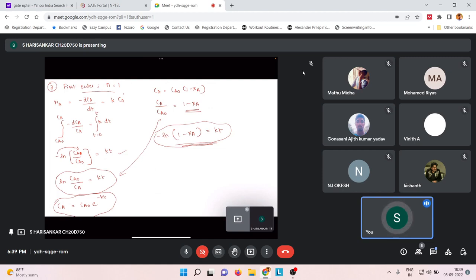And we can even apply this here in this equation as well. So Ca by Ca0 will be e raised to minus kt, and that will be 1 minus Xa is equal to e raised to minus kt, or Xa is equal to 1 minus e raised to minus kt. So you can do a lot of these mathematical manipulations to get various different forms of this first order equation. But the most generally used form is this in terms of concentration, and this in terms of the conversion.